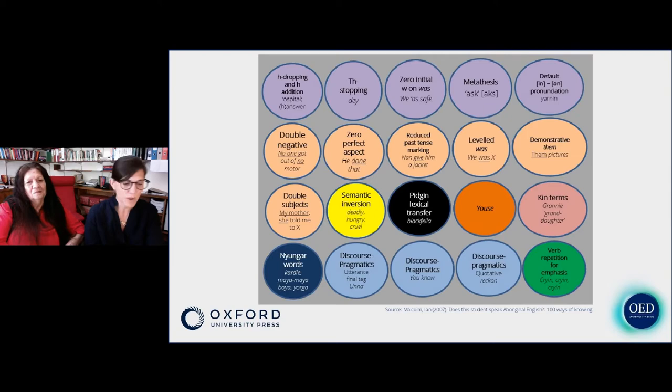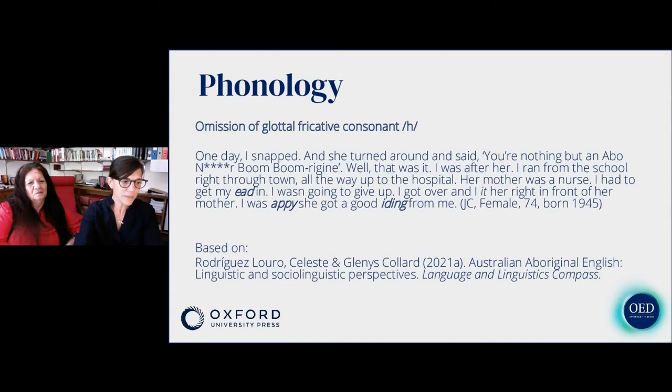So let's have a look at some phonological features of Aboriginal English as spoken in Nyungga Budja, Nyungga country, here in southwest Western Australia. These observations, as well as the ones on grammar, lexis, semantics, and discourse pragmatics we're about to share with you today, are based on our 2021 Language and Linguistics Compass paper, which you can see referenced on the slide. So let's get started by looking at some phonological features of Aboriginal English.